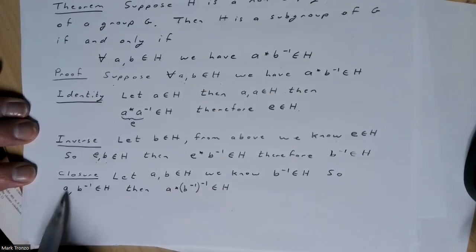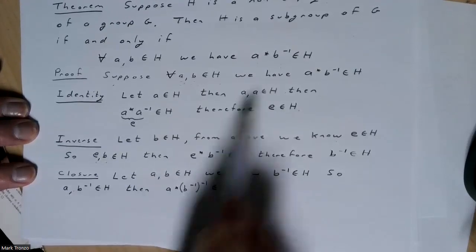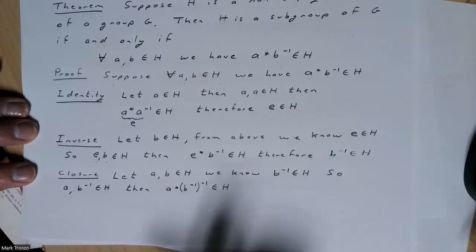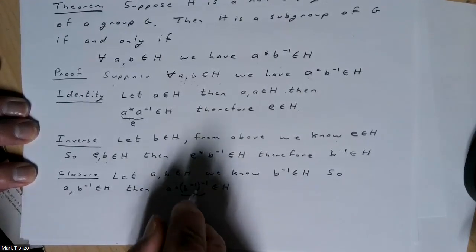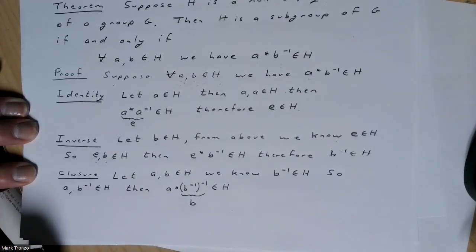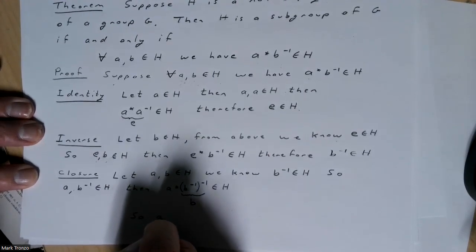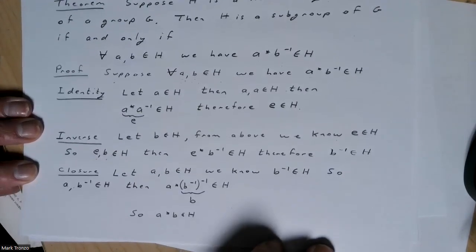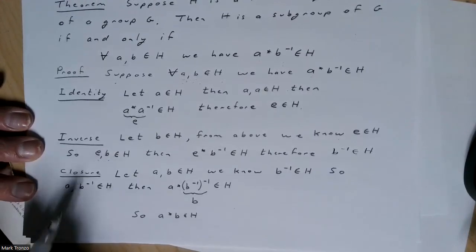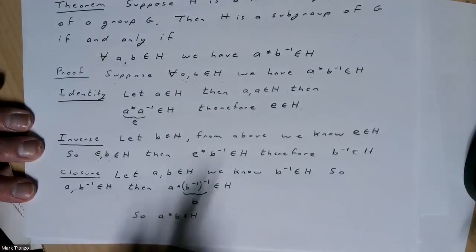In other words, I'm just using this up here: if these two are in, then these two are in. And of course, what does this mean? B inverse just gives us B back, so A star B is in H. So we start out with two typical elements in H and prove that their product, or whatever this binary operation is, is in H.